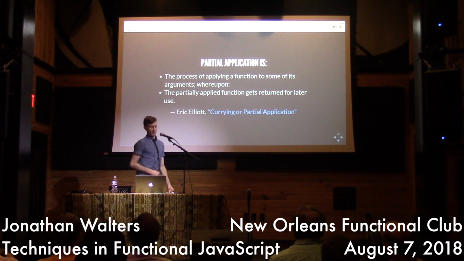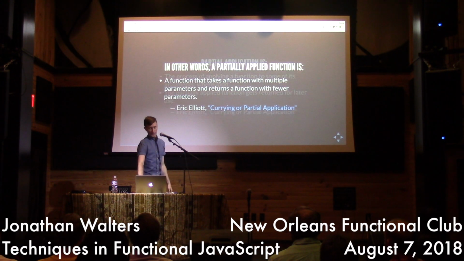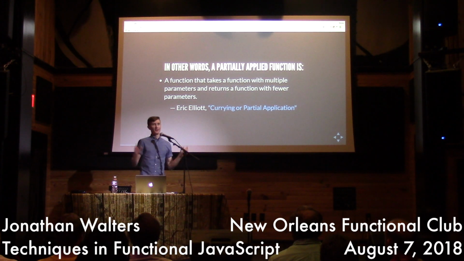I've also seen partial application explained well by Eric Elliott as it relates to JavaScript. He says that it's a process of applying a function to some of its arguments, whereupon we might take that partially applied function and return it for later use. So to put this one more way, a partially applied function takes a function with multiple parameters and returns a function with fewer parameters.